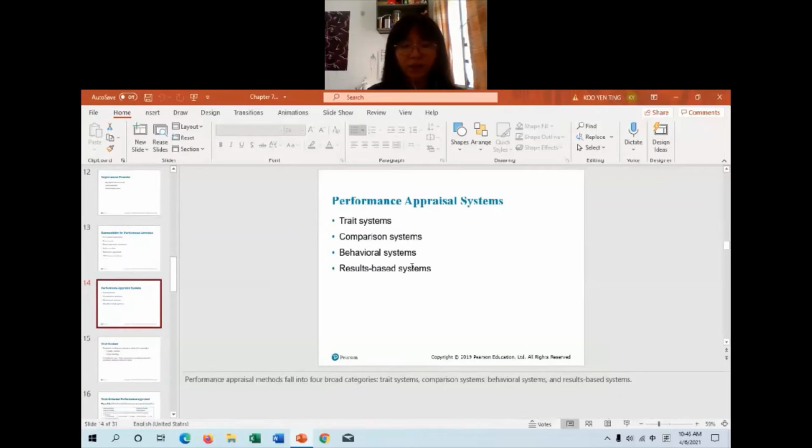Last, I would like to talk about the performance appraisal system. Performance appraisal methods fall into four categories: trait system, comparison system, behavior system, and result-based system.